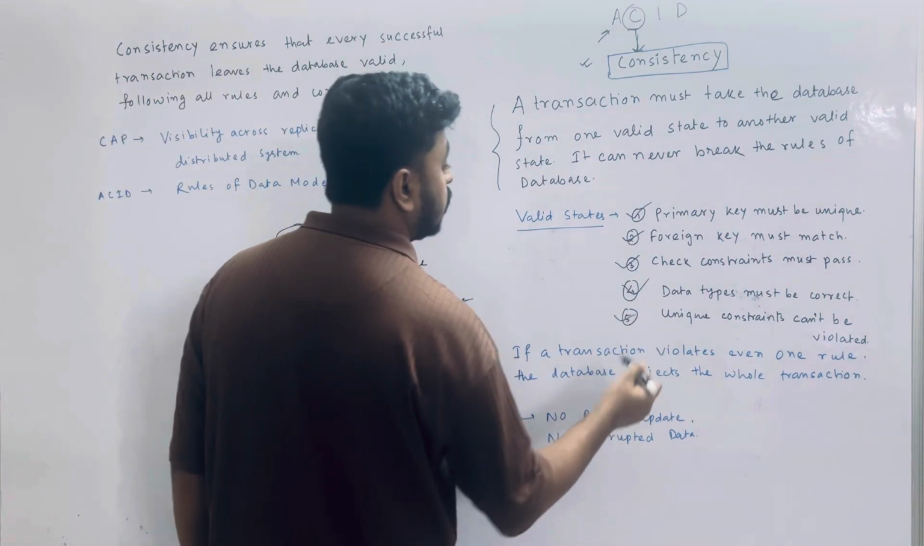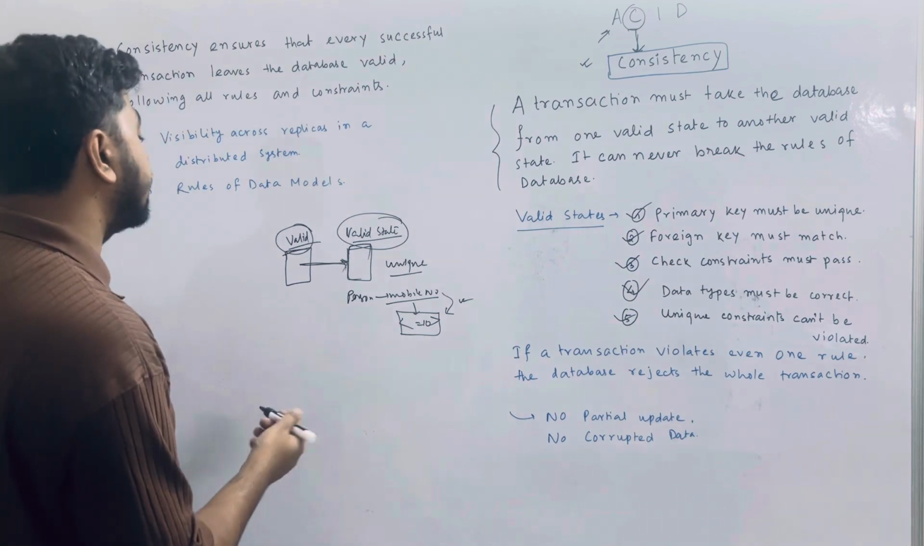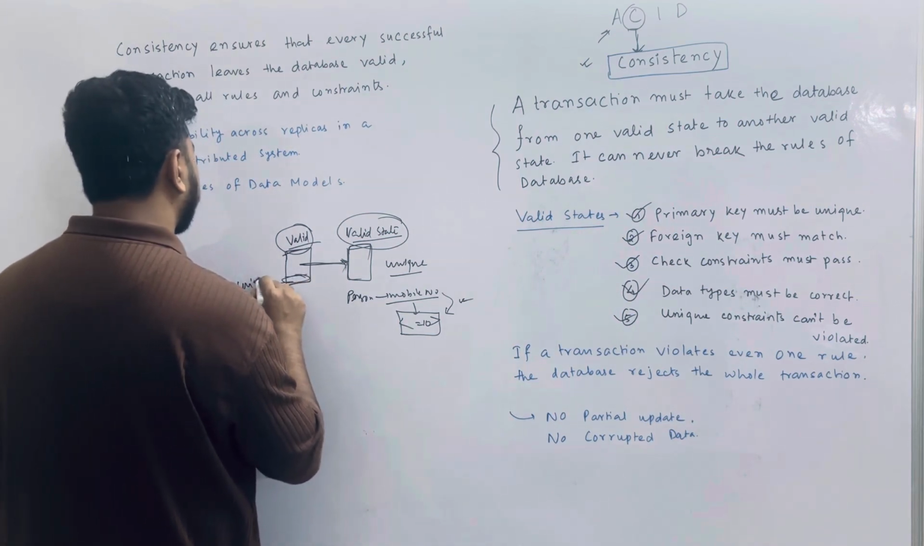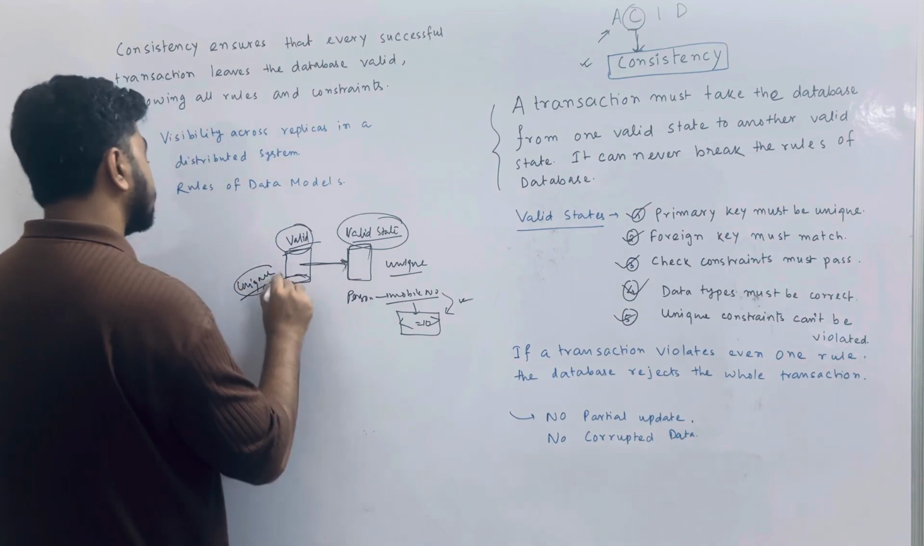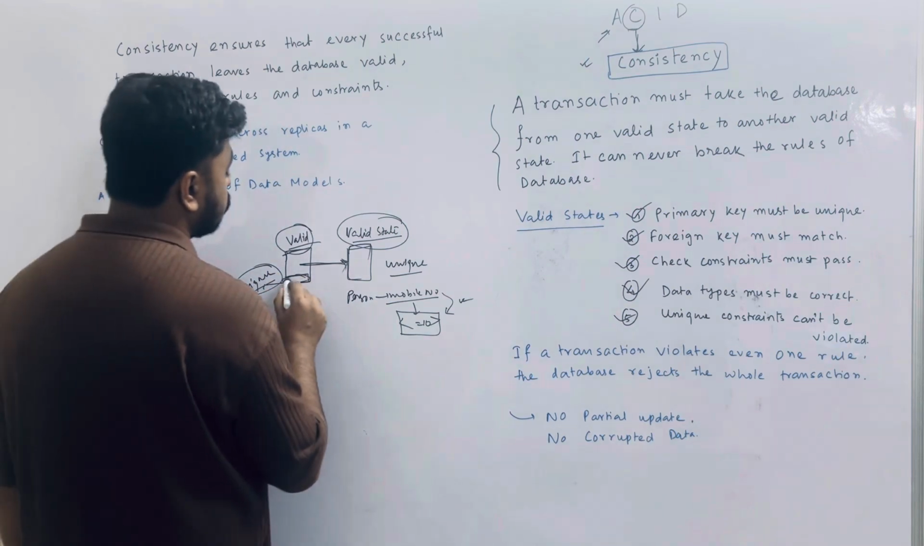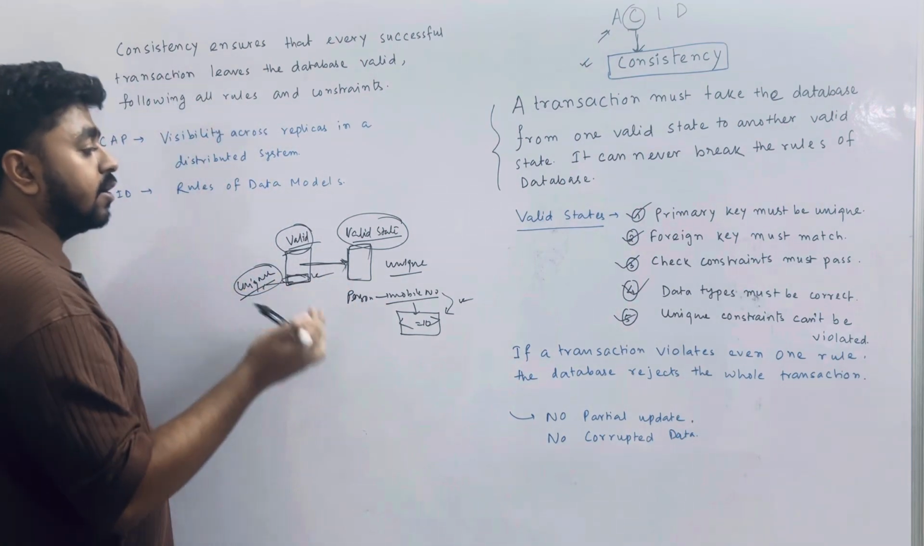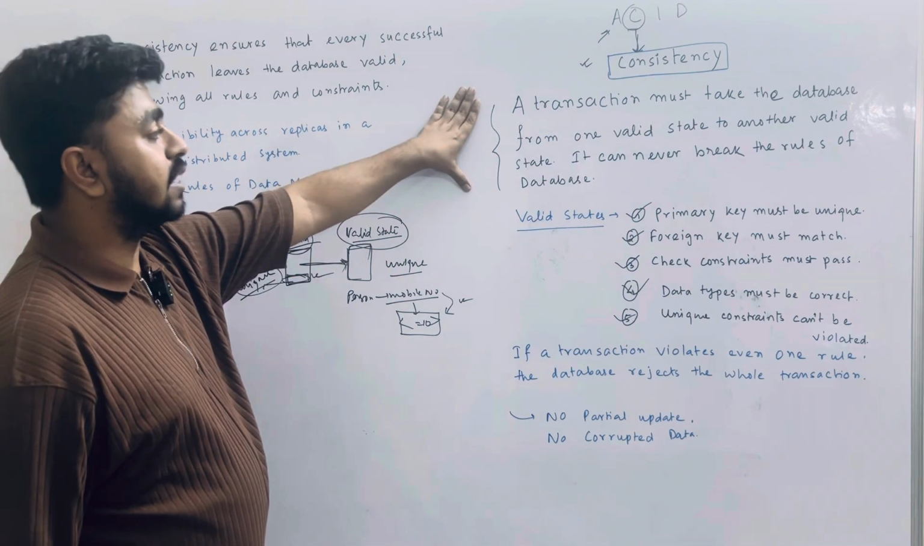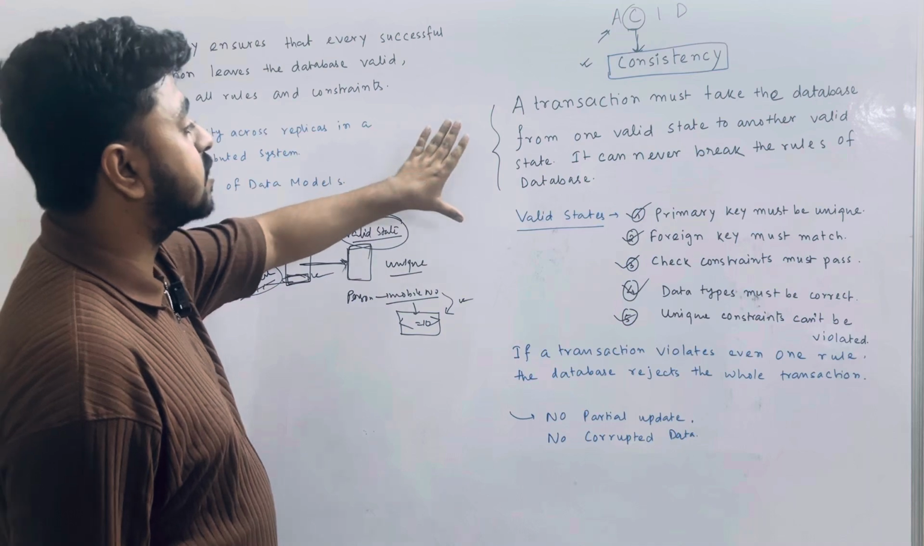Another is that unique constraints can't be violated. If in any table we have given one particular field that should be unique, that is not the primary key, that is a unique constraint we have given. That unique constraint also should not be violated by a transaction. So any transaction ensures that the valid state is maintained.